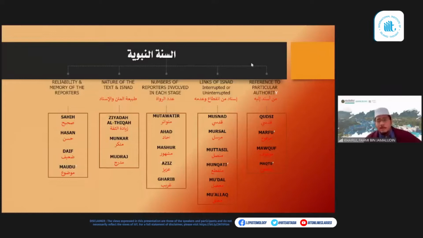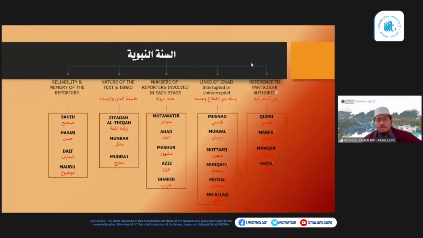For example, whether it is mutawatir hadith, ahad hadith, mashhur hadith, aziz or gharib hadith. And next one is in terms of the link of isnad, interrupted or uninterrupted. Isnad means inqita' and adam. Examples here are musnad, mursal, muttasil, munqati', mu'dal, and mu'allaq.